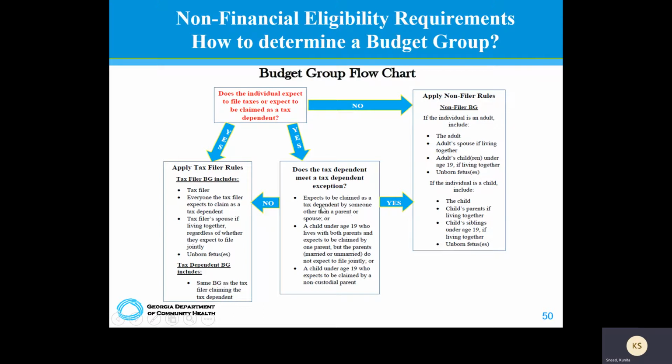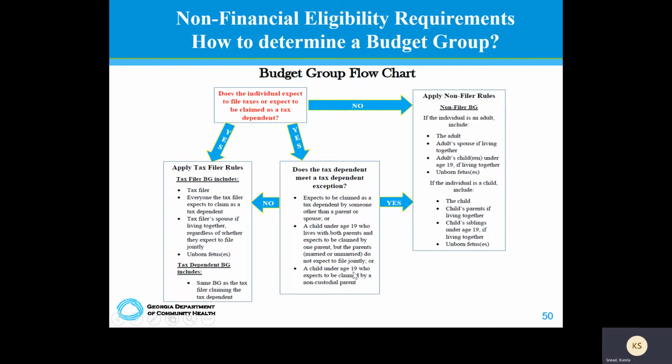So the first exception is if the individual is claimed by someone other than their parent or their spouse, then they will meet this exception right here, and you're going to apply non-tax filer rules. The second one is that you live with both parents, and the parents, they can either be married or unmarried, but they're filing separately. They're not filing together, they're filing separately, but one of the parents is claiming them as a tax dependent. So if that's the case, then that person will meet that exception. And again, you apply the non-tax filer rules.